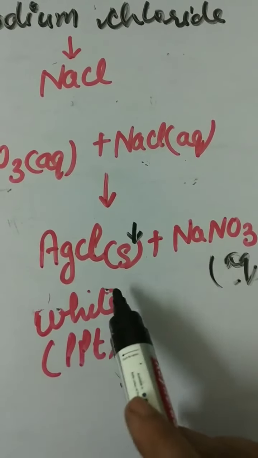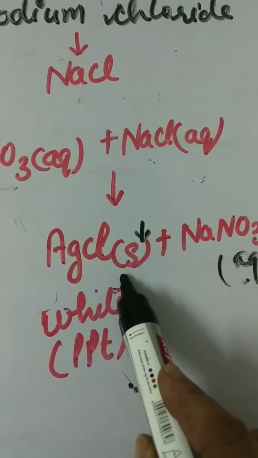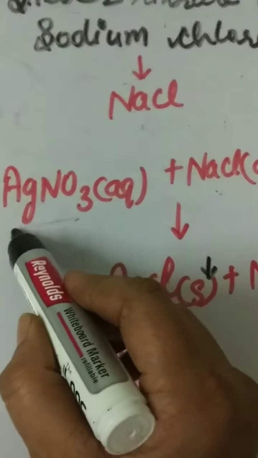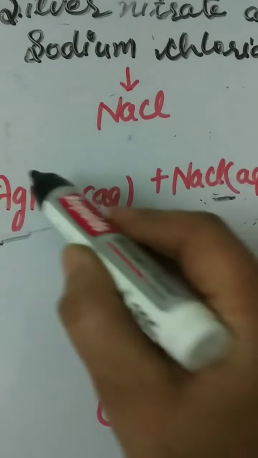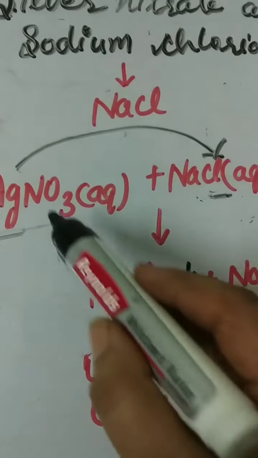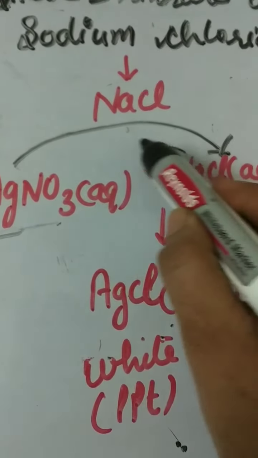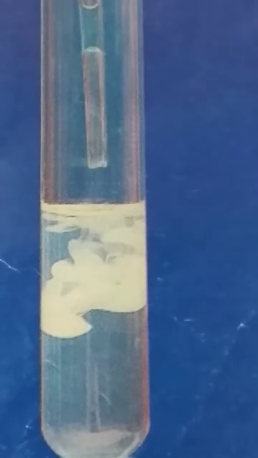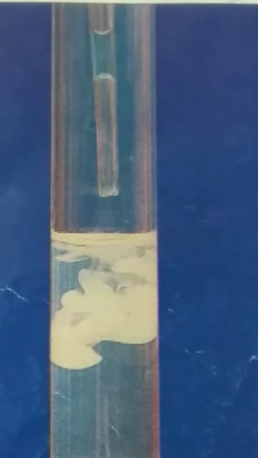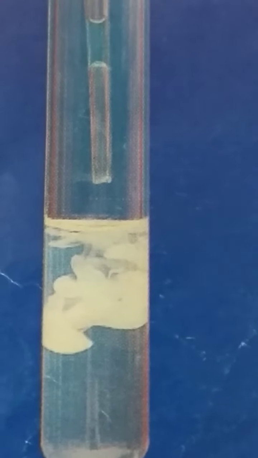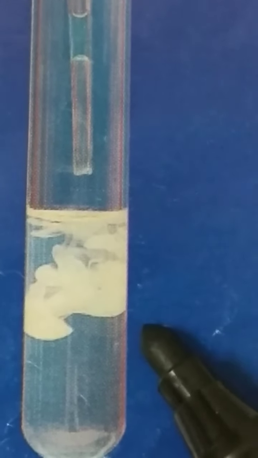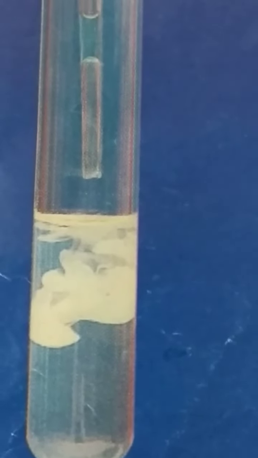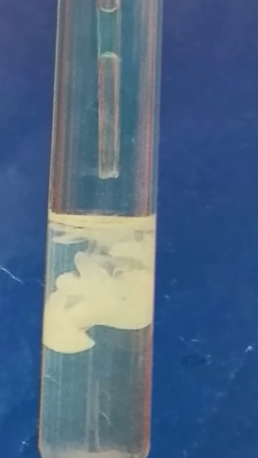AgCl is the formula of silver chloride. This is an example of double displacement in which the positive radical and the negative radical exchange like this and they form the products. You can see the diagram in which they are adding the two solutions, silver nitrate and sodium chloride, and in this way silver chloride white precipitate will form during the reaction and sodium nitrate, a colorless product, will form.